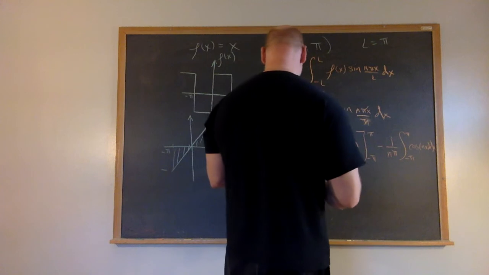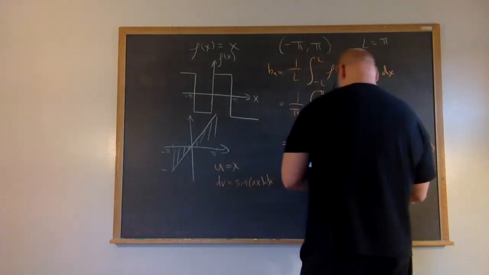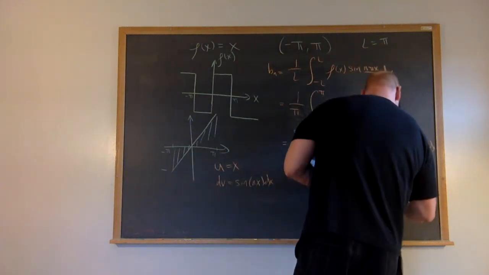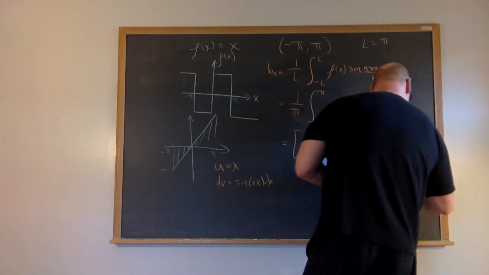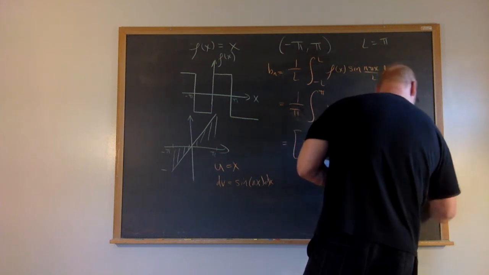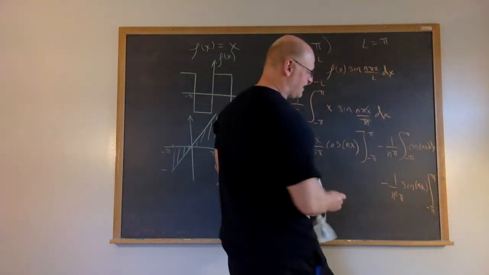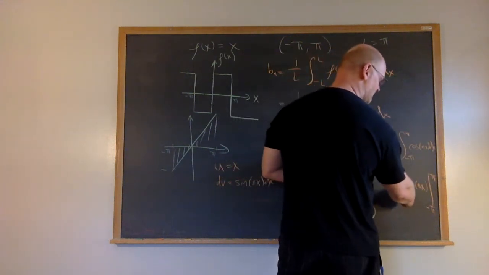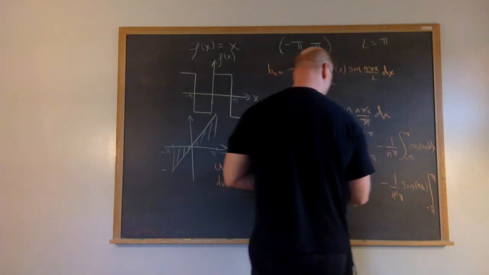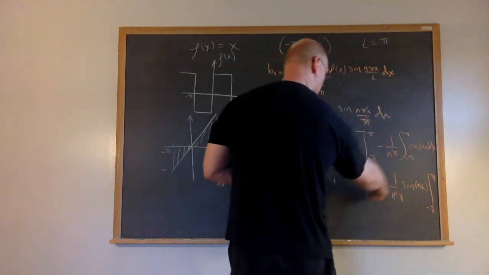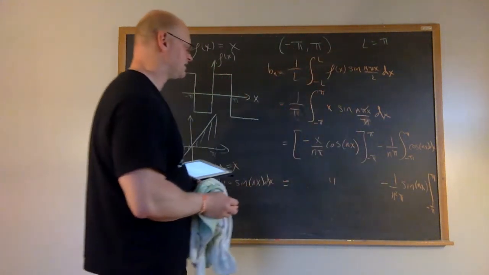Good. So let's actually write out this integral. So this guy is going to give me a minus 1 over n squared pi sine of nx evaluated from minus pi to pi. But sine evaluated at pi is 0. Sine evaluated at minus pi is also equal to 0. So that whole entire term is actually gone. So we can ignore that term.